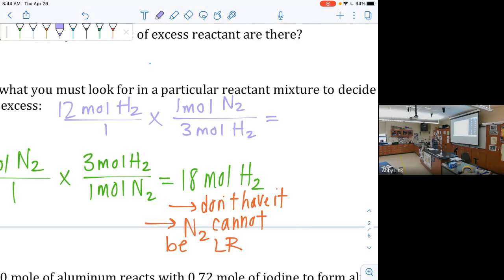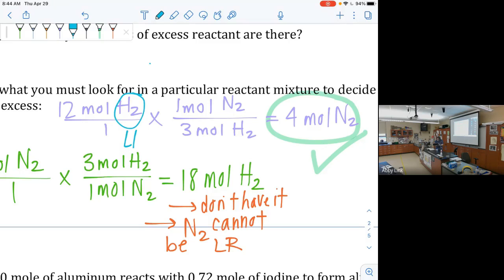12 times 1 divided by 3 gives me 4 moles of N2. Do I have at least 4 moles of N2? Yes, I do, okay? So this right here checks out. Now, before you go back up to that BCA table and start plugging in numbers, I want you to circle this H2 and label it as your limiting reactant, okay?